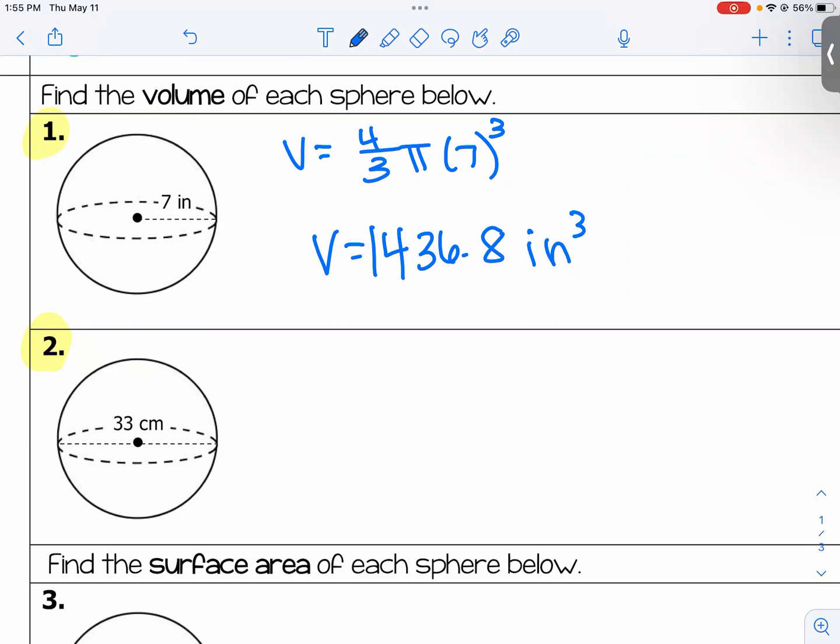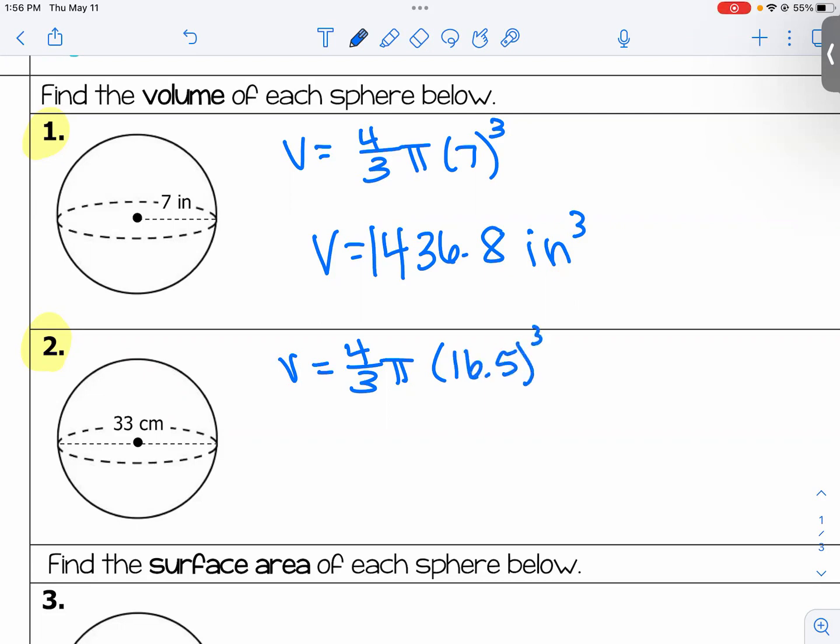I am getting students in number one getting 1,436.8 cubic inches. 7.75504. Hey, Jake, what's the radius in number two? It would be 16. 16 and a half.